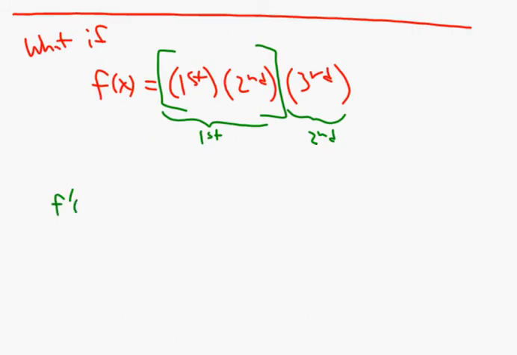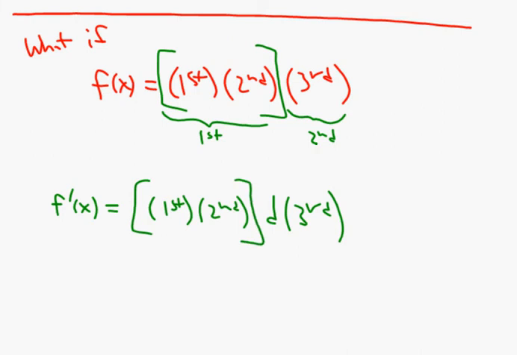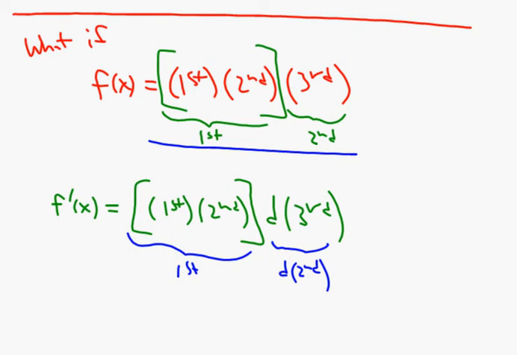f prime of x would be first d second. So first would be first times second, and then the times d second, so that would be the derivative of the third. Okay? So there you go. This is temporarily, I'll make a little note. This is first, and that's d second. Okay? Think about what I'm doing there. Look at my green brackets up here, and you'll see what happens.